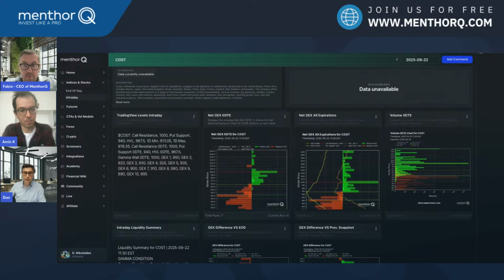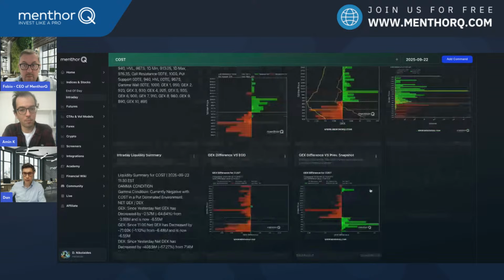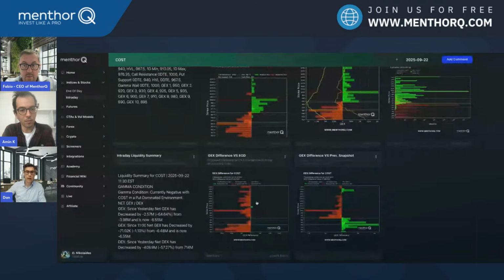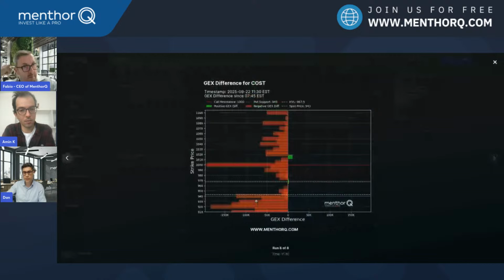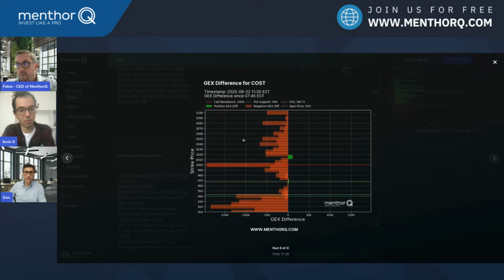But what do we see here? A very easy thing is to see the GEX difference for Costco. So what do you see here? Call resistance at 1000, put support at 940. So it's a bit higher. We can remember that, but you see here, the GEX has been turning negative. The spot price is 430.